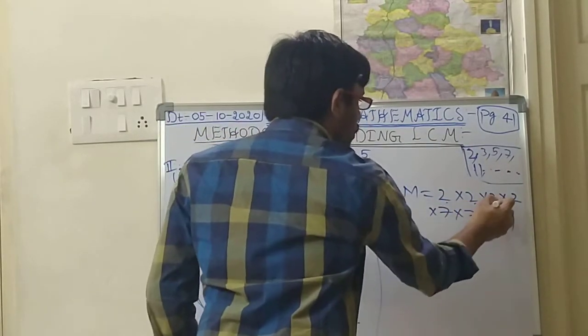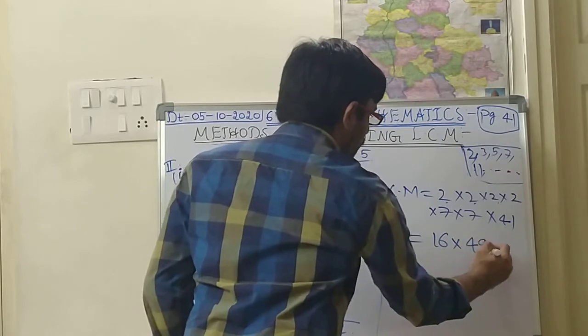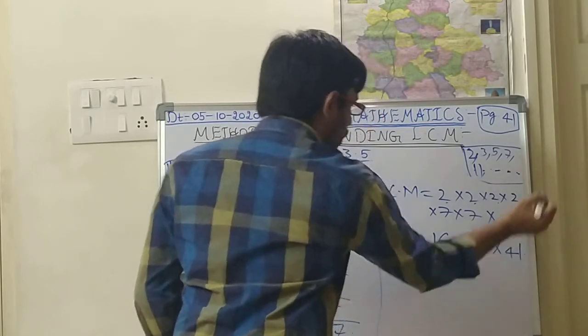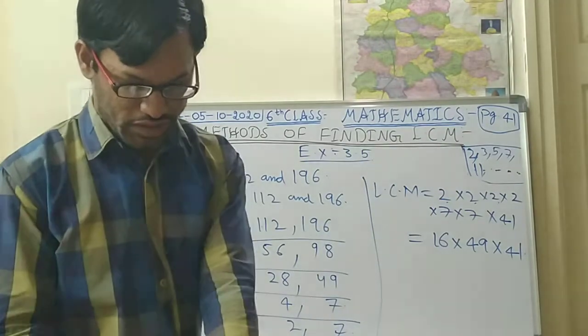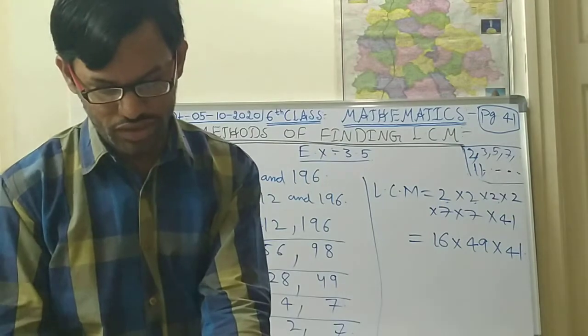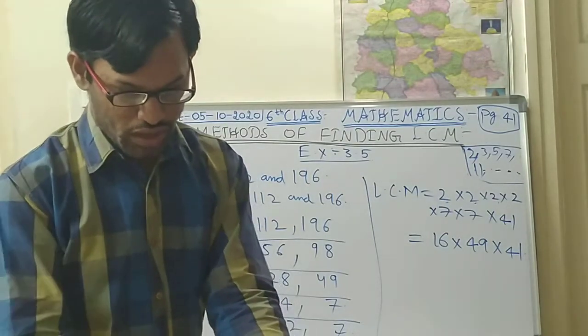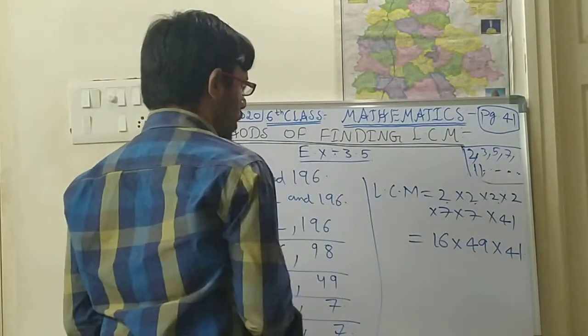So 2 2s are 4, 4 2s are 8, 8 2s are 16. 16 into 7 7s are 49 into 41. So if you multiply these numbers, you will get the LCM of these three numbers. Okay, compulsory we have to do.